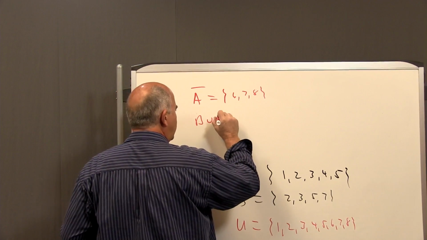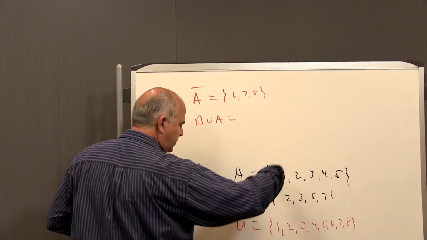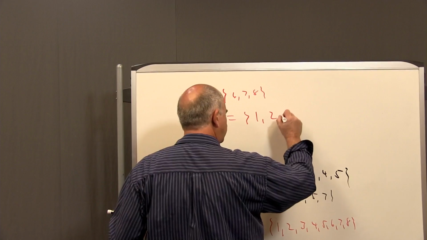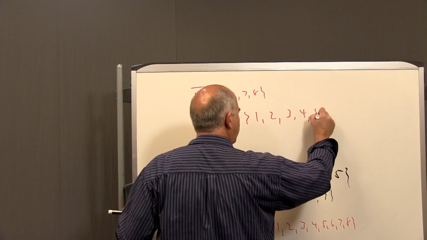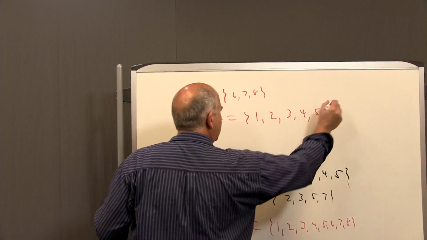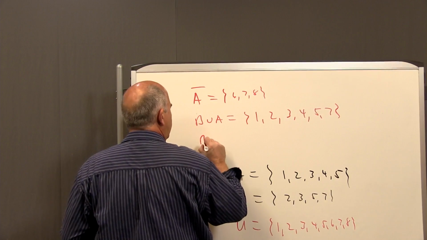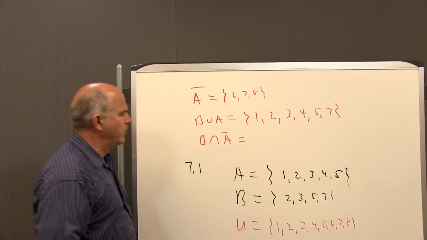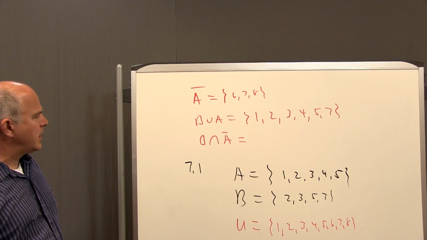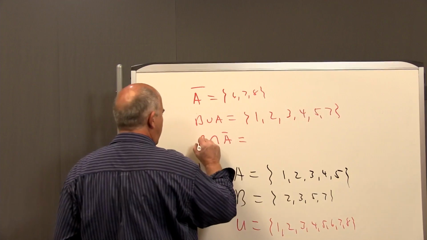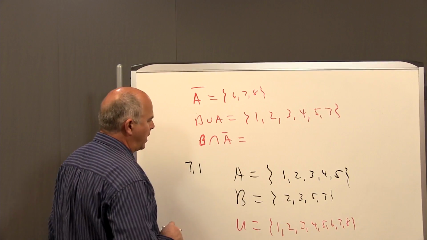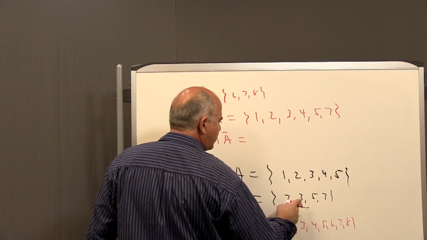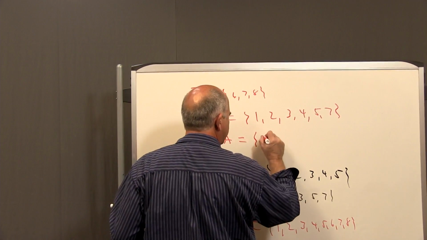B union A would be the two sets lumped together into one set: 1, 2, 3, 4, 5, and 7. Or B intersect A bar, let's say, is going to be the intersection of the B set, right, the overlap of the B set and the complement of A. So the overlap of 6, 7, 8 and 2, 3, 5, 7, and that would just be 7.